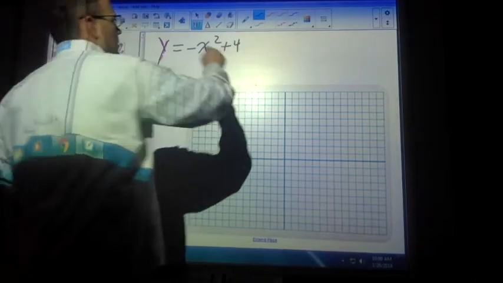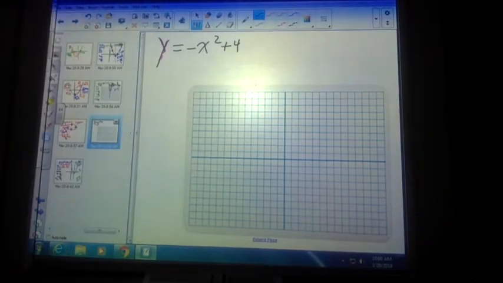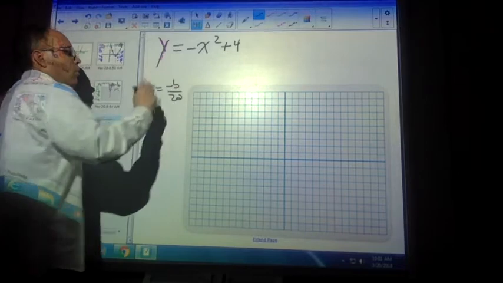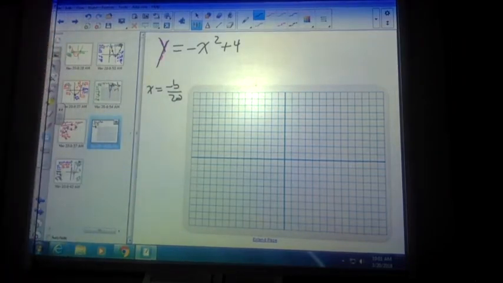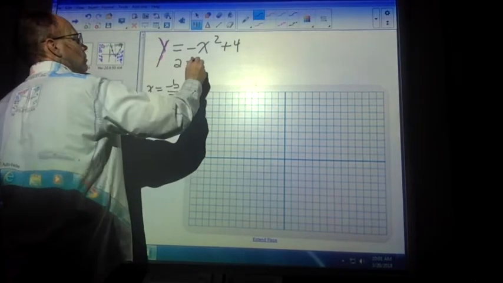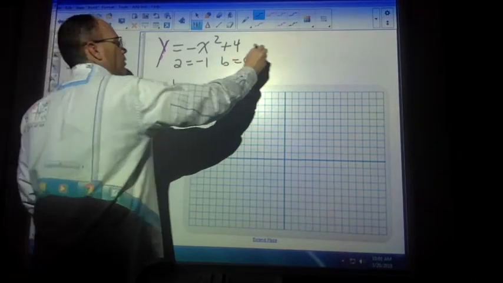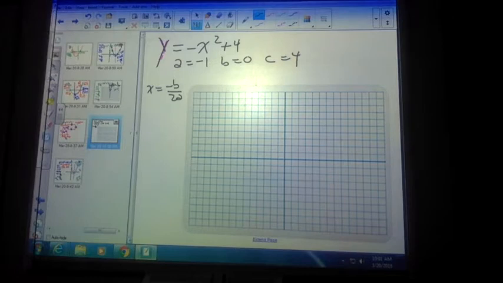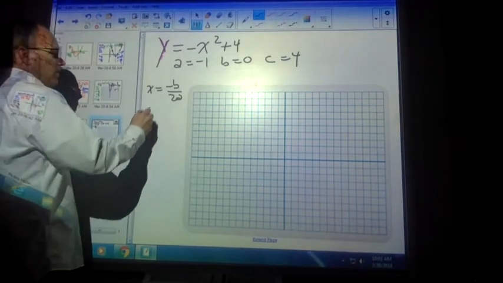Hey, what value am I missing up there? A b value, right? The b value is attached to x. So if I were to use my x equals negative b over 2a, what can you guarantee is my x component of my vertex? 0, right? The x component of my vertex is 0.